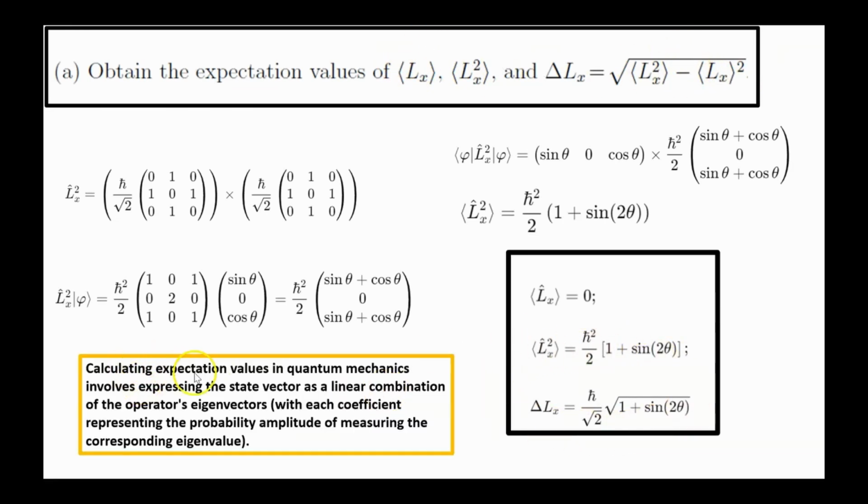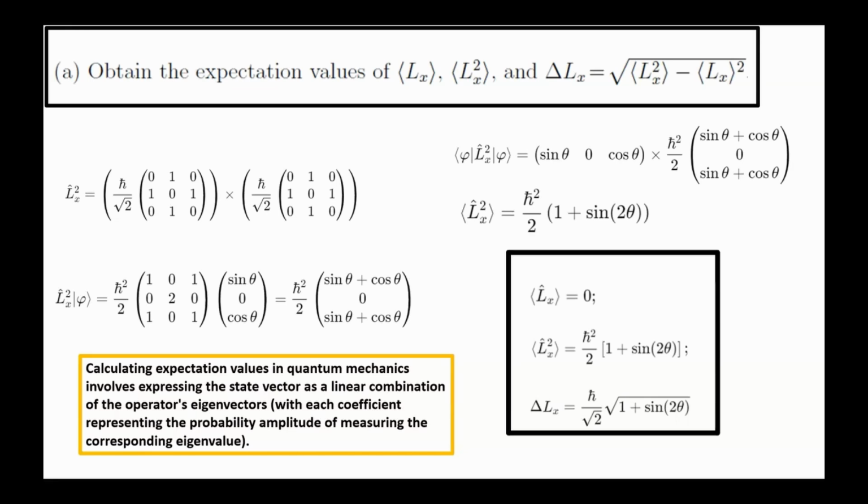I want to stress that calculating expectation values in quantum mechanics involves expressing the state vector as a linear combination of the operator's eigenvectors. Can anyone explain why the average value of Lx is equal to 0? Please just raise your hand.